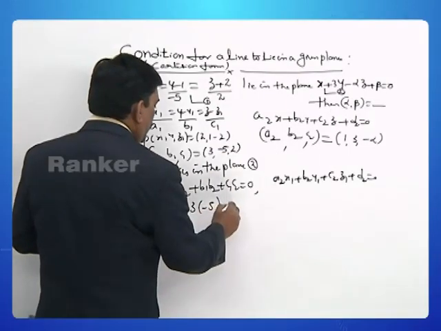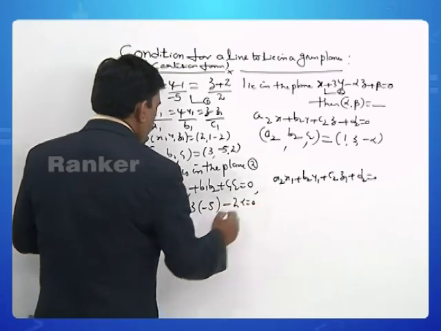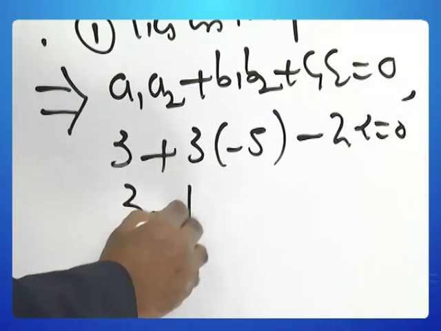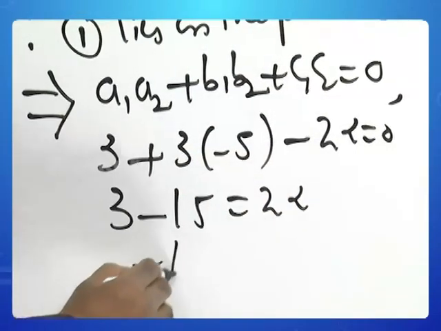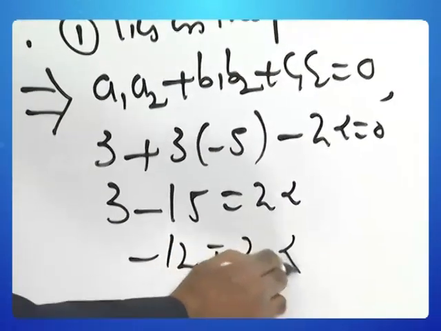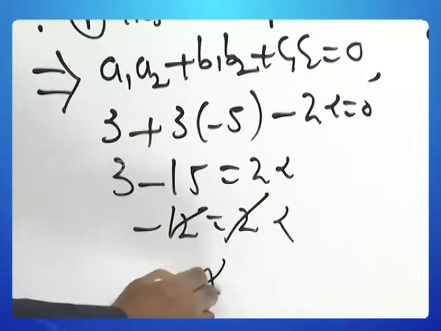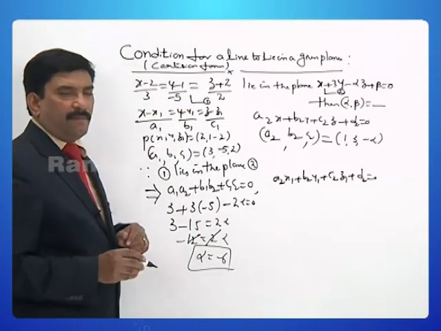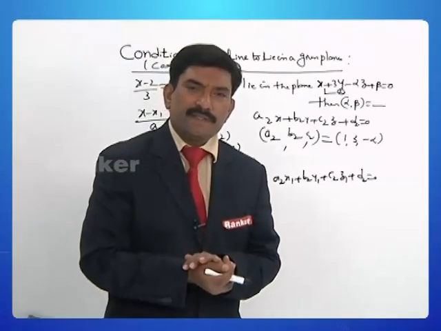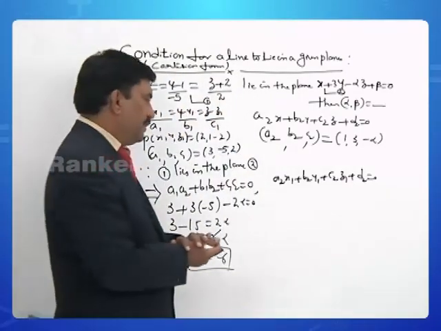Next, minus 2 alpha is equal to 0. 3 minus 15 is equal to 2 alpha. Therefore, minus 12 is equal to 2 alpha. This and this get cancelled. Therefore, alpha is equal to how much? Minus 6. Alpha is equal to minus 6.